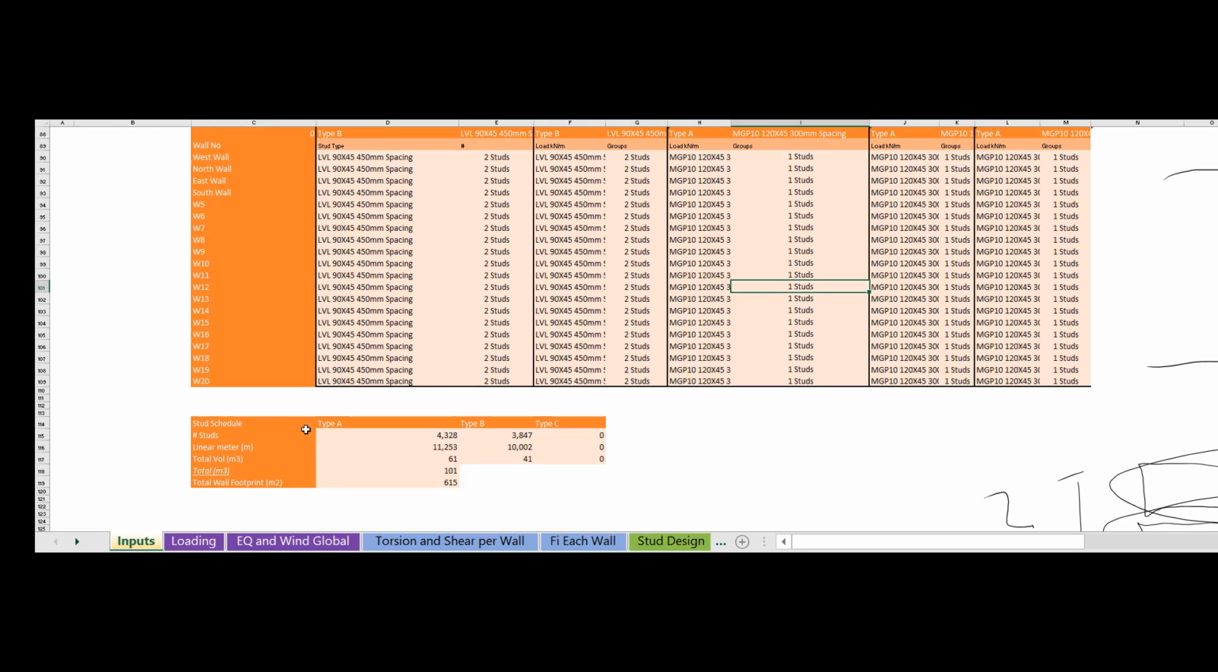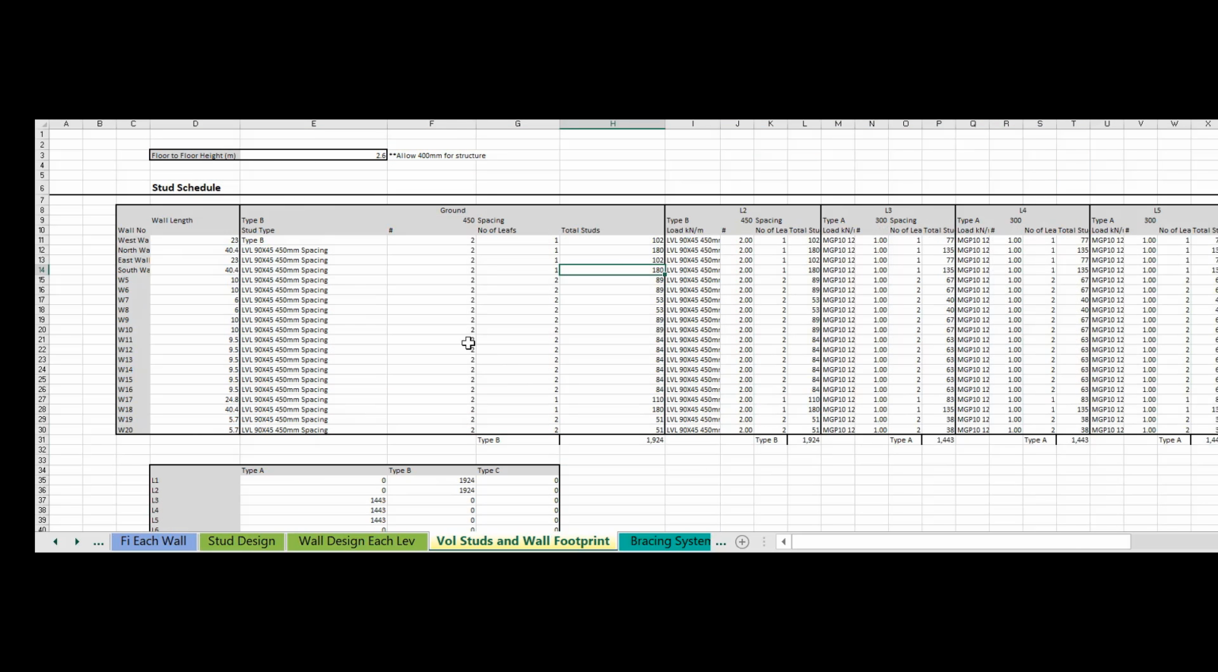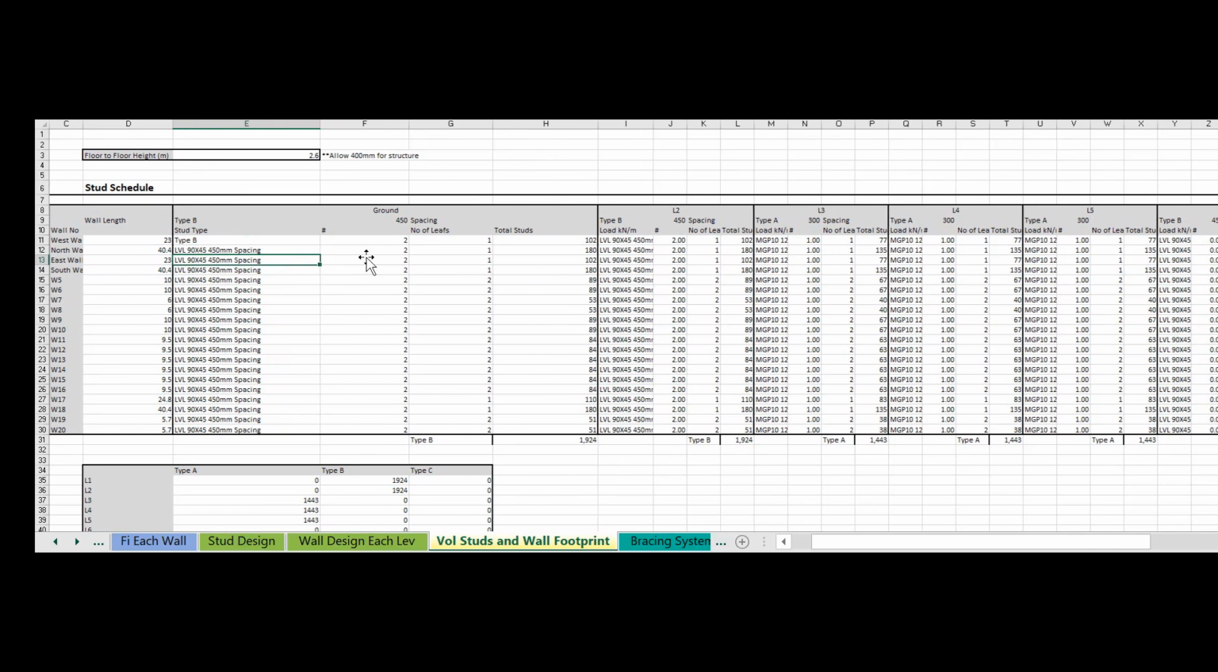So the next part is how we got the comps on the number of studs per linear meter and volumes and all this kind of stuff. So here we've just got the stud type. We put in the number of stud comps, which we just worked out, and this is the number of leafs. So if it's discontinuous, there's going to be 2. If it's single, there's 1. So it just looks it up, and whatever you input, it changes.